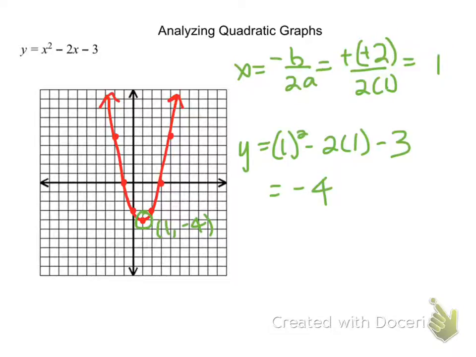So that is a minimum, because it goes down to this minimum point and then goes back up. On your homework, you want to circle either min or max.